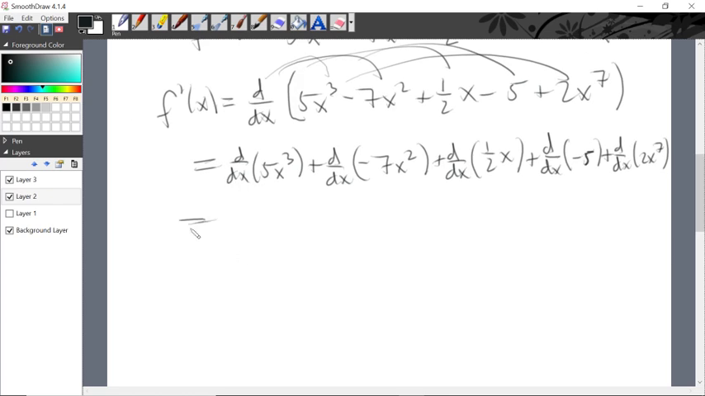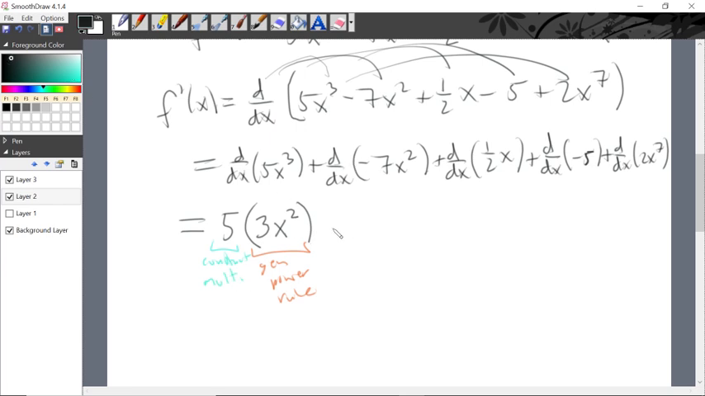And now we have lots of combinations of constant multiple rule and general power rule. So for example, here we take the 5 out. That's constant multiple rule. And then the derivative of x cubed, well, by the general power rule, that would be 3x to the power of 2. Okay, so we have constant multiple rule, general power rule. Constant multiple rule, general power rule. All right, and let's do that again and again.